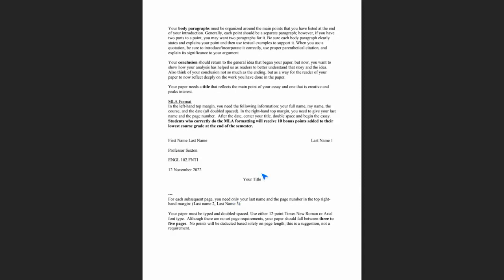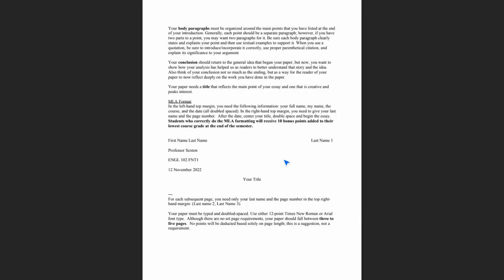Then for every subsequent page, you just need your last name and the page number. So for page 2, it's your last name, page 2. For the third page, your last name, page 3. You don't need this information again. For this paper length, you want somewhere between 3 to 5 pages because that would be about right for this paper. I don't know why Blackboard constantly does this to me, that it stops showing my document. It is back up. Good deal. So you'll want to do that.